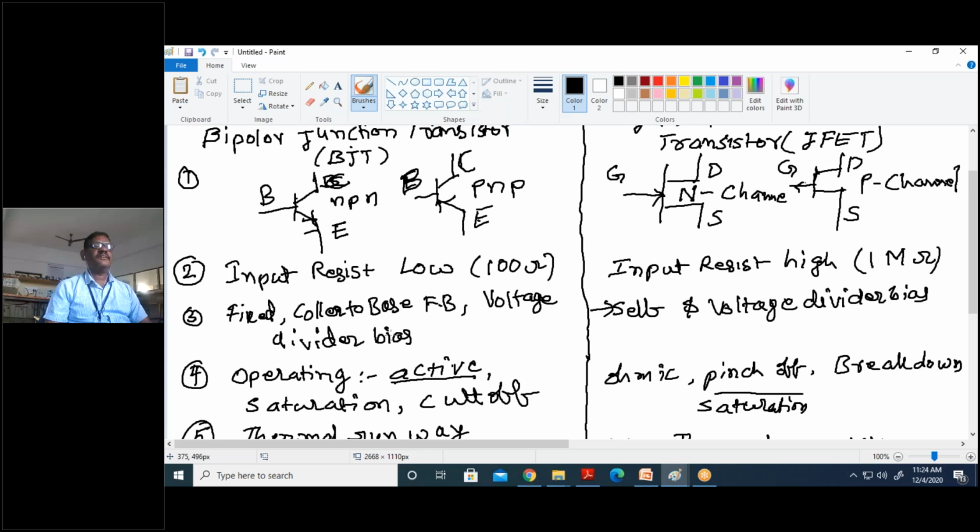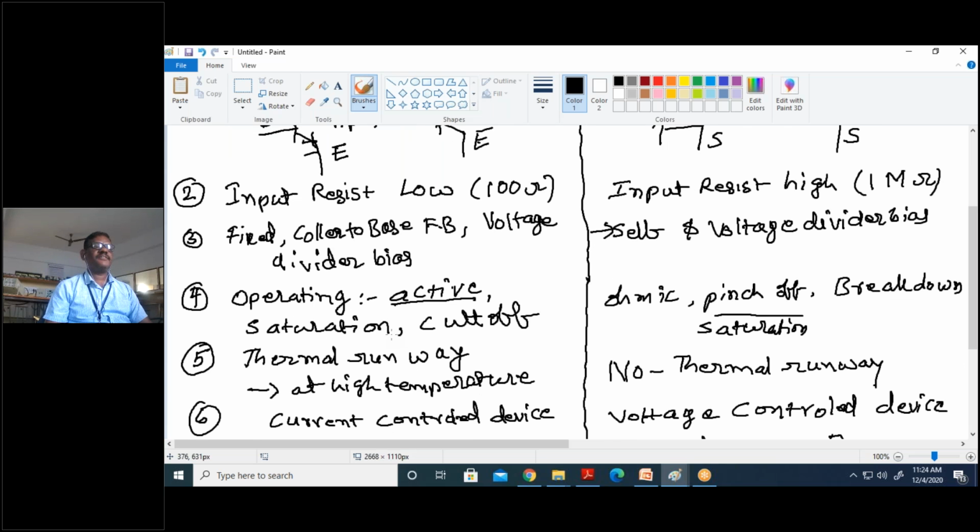Fourth point, operating points. BJT has three regions: active region, saturation region, cutoff region. Maximum transistor operating in active region only. If operating in saturation or cutoff region, half of the signal is going to be clipped.